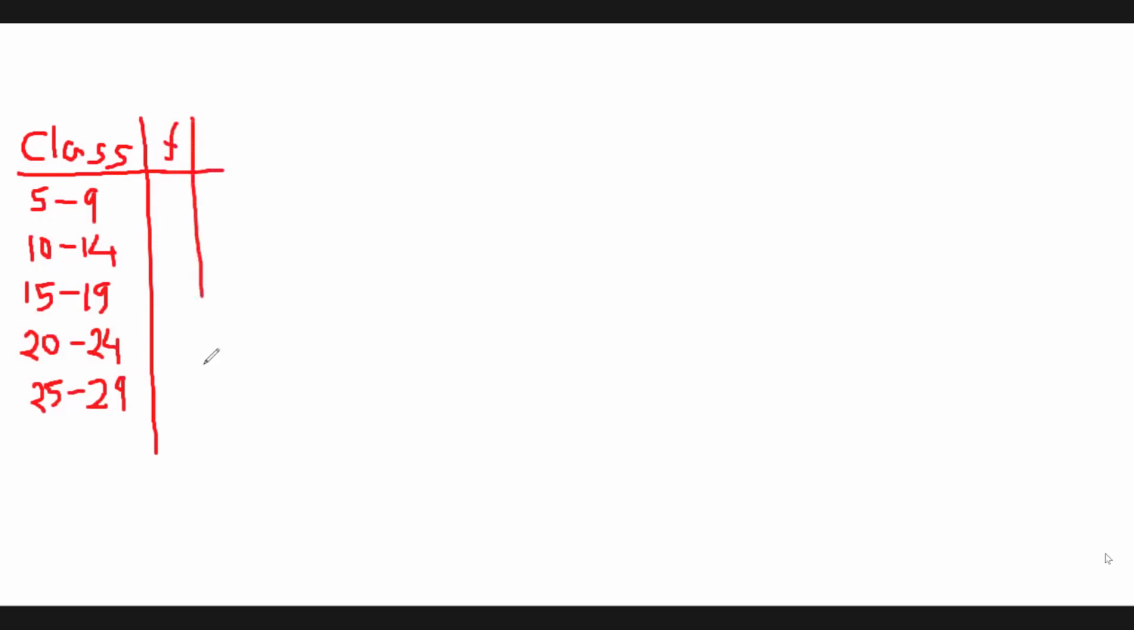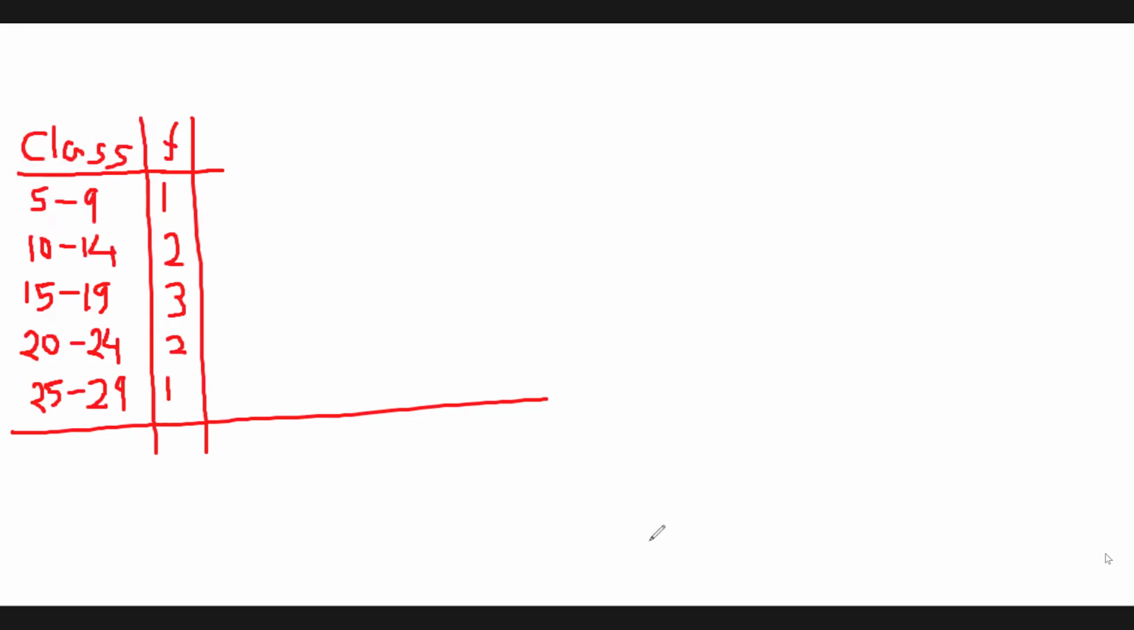Okay, again, frequencies are very simple. Say 1, 2, 3, 1, 2, 3, 2, 1. Now these are inclusive type classes. By inclusive type classes, we mean all the values, including lower and upper limits, are included in the given class interval.